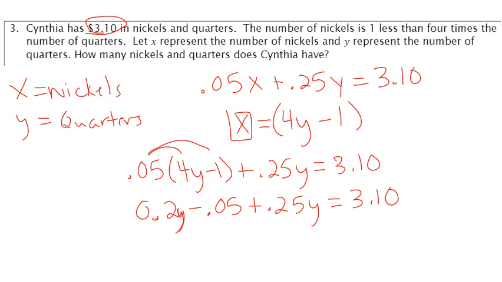So when you get to here, this might be a little overwhelming to look at. You can solve it as is. What you might notice though is if you multiply all this by 100, this might be slightly easier to solve for. You could do that if you like. If that overwhelms you, just solve it as is. You're going to get the same answer. So if I put this together, I'm going to get 0.45y minus 0.05 equals 3.10, and then just solve from there.